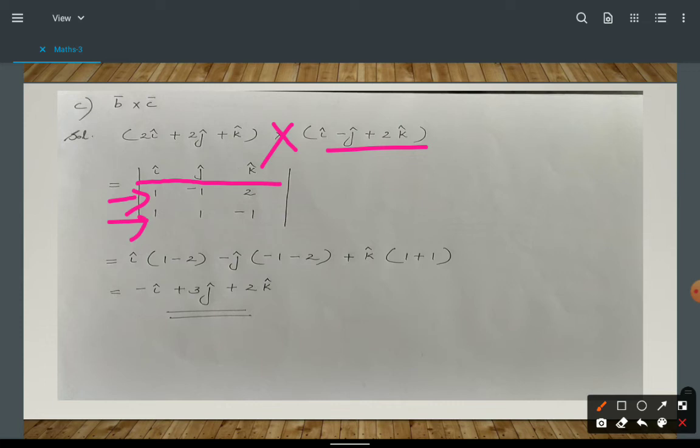Now we only have to find the determinant. That is i into minus 1 into minus 1 is 1, 1 minus of 2. Minus of j into minus 1, that is 1 into minus 1, that is minus 1 minus of 2. Plus k into these terms, 1 into 1 is 1, minus of minus 1 is plus 1. That is this one. So when we do it, we will be getting the answer as minus i plus 3j cap plus 2k cap. This will be the answer we get.